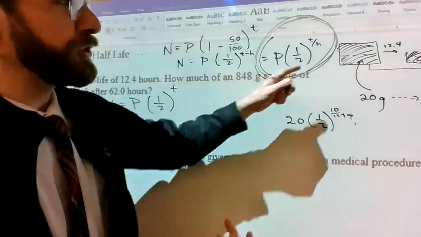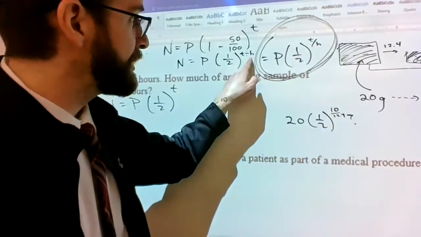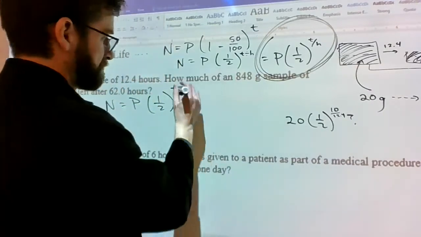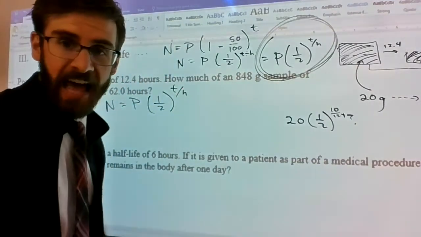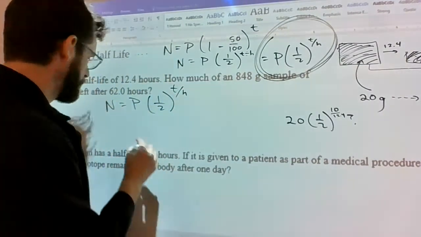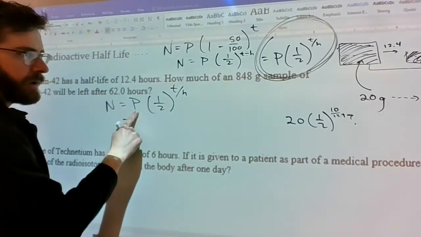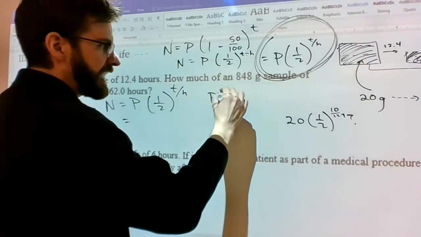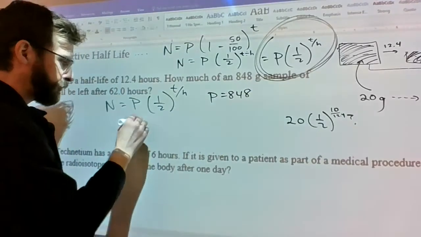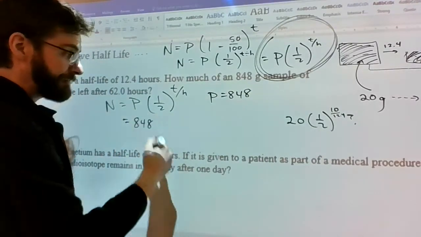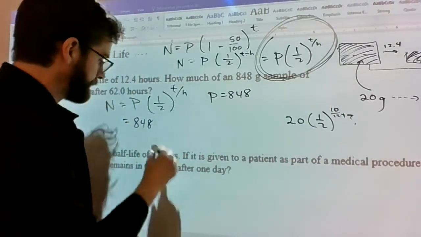Look, I don't know which one you prefer, fraction symbol or division. I'm just going to use the slash for division slash fraction. All right, P, what's our principal amount? It's 848. So put the 848 right here. 1/2, it's always a half.